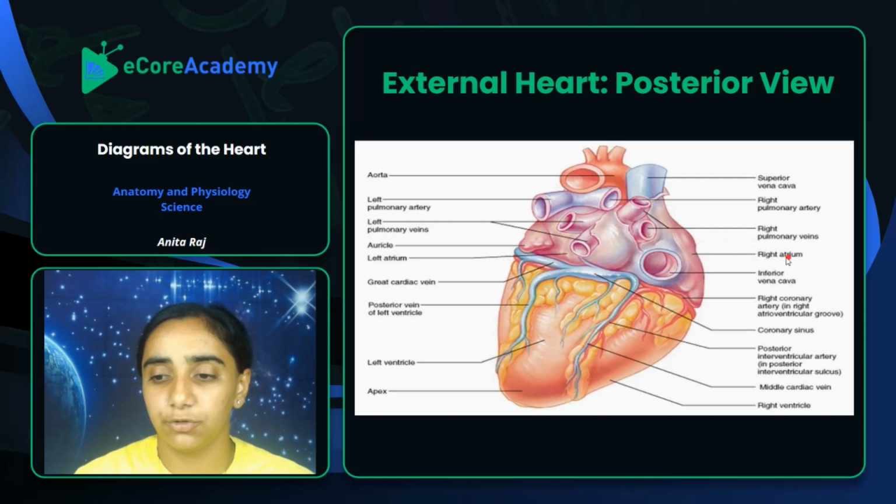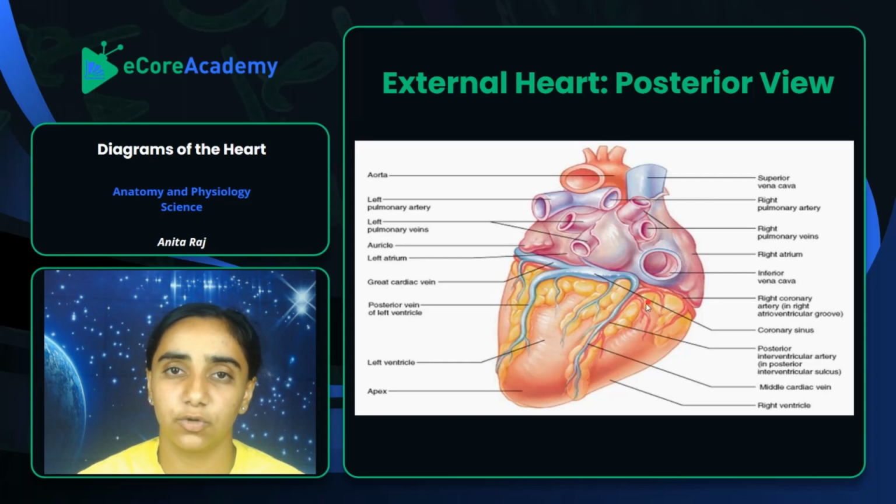Then you have your right atrium, which is right over here underneath this auricle, and this is the first chamber of your heart that blood comes into contact with. It collects deoxygenated blood from your vena cava, and then it just pushes that into your right ventricle through the tricuspid valve, and then the blood will just follow the normal course it usually does.